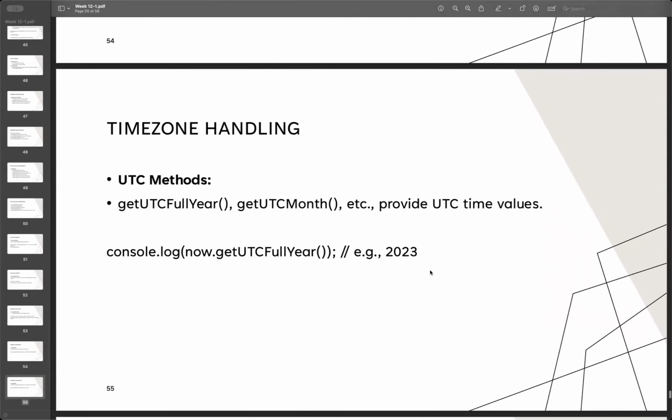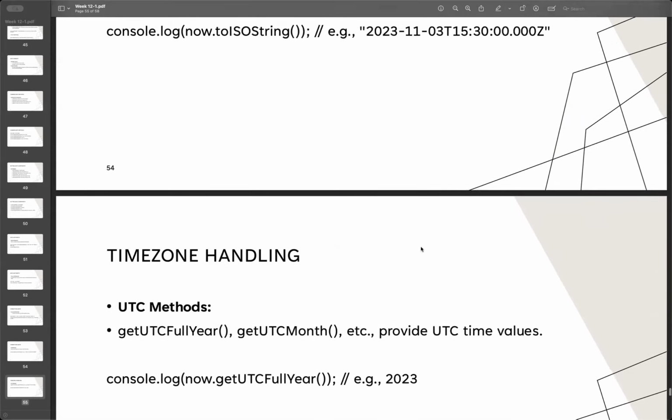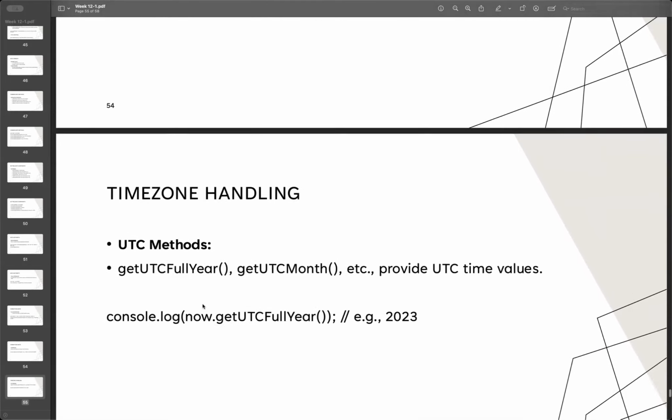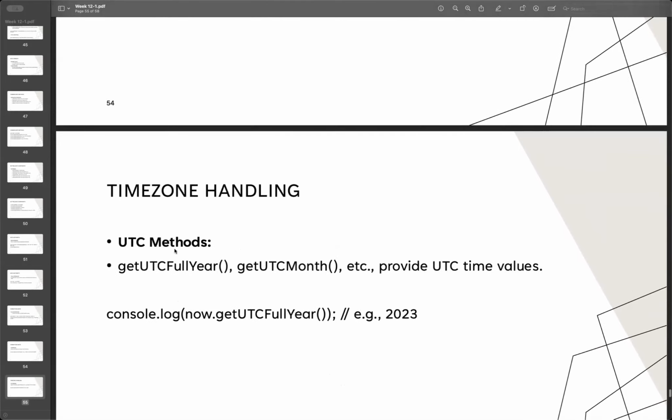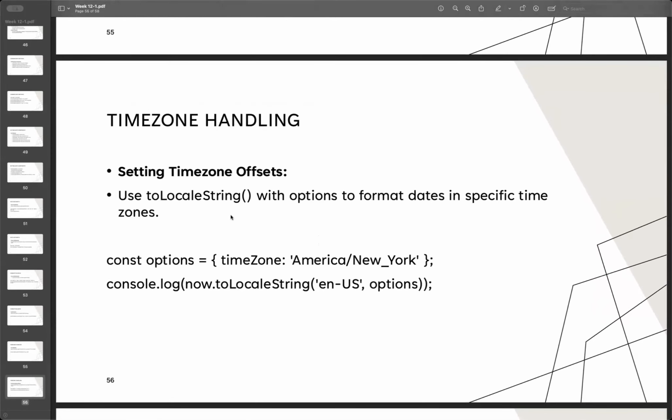And also we can handle the time zone. You see the UTC, right? So we can get the UTC full year and UTC month, etc. Once you get the UTC full year, you can return the year. It's pretty similar, just repeating, but this one comes with time zone handling, so you can use it by adding the UTC method. And also you can set something like the time zone offset.